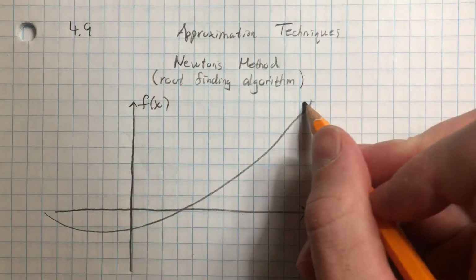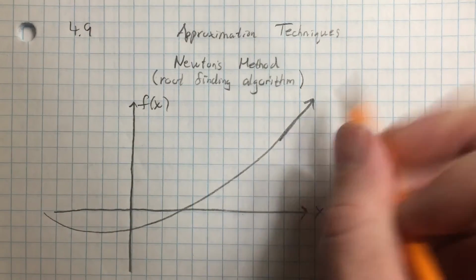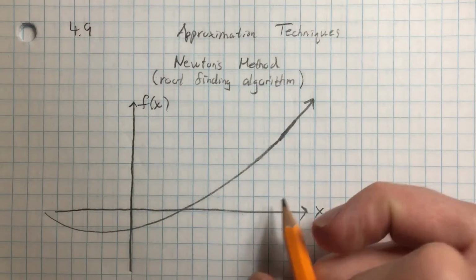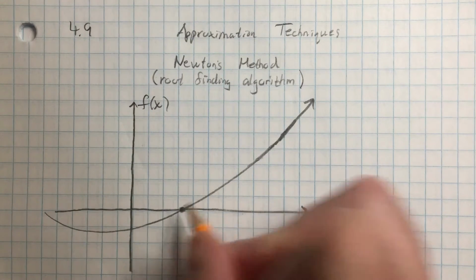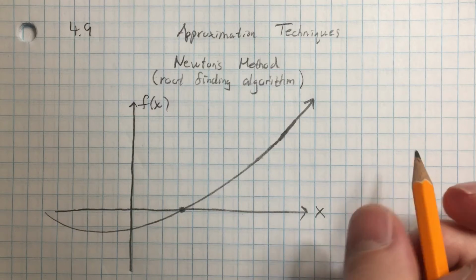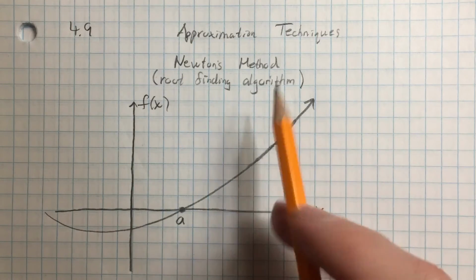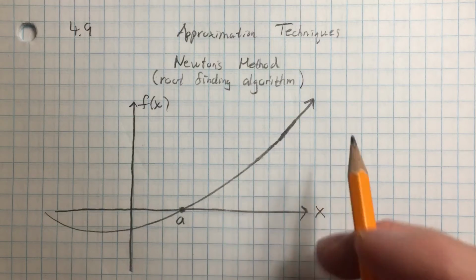All right, there's a function. Okay, good enough. And here's a root. It's got an x-intercept. Let's just call it a. We'd like to know approximately what a is.